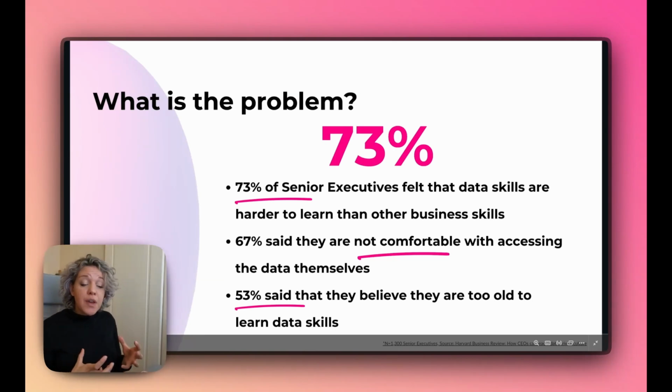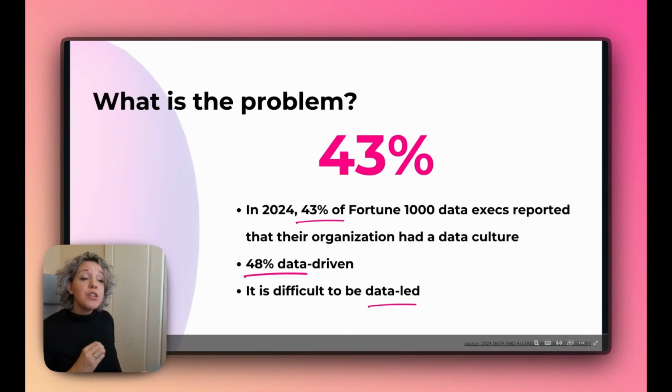So what we're trying to do is equip people right from the senior executives right through to people who are just starting out with their careers so that they dive into data with you, dear researcher, at that facilitation level, making it all happen for them. In 2024, 43% of Fortune 1000 data execs reported that their organization had a data culture. Only 48% said that they were data-driven.